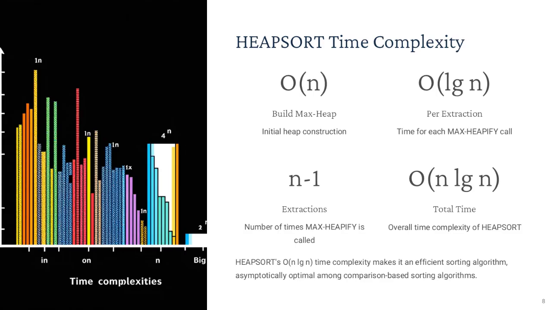This makes heapsort asymptotically optimal among comparison-based sorting algorithms. Its in-place nature, requiring only constant extra space, also adds to its efficiency. Despite these advantages, practical implementations often favor quicksort due to its superior performance in average case scenarios.